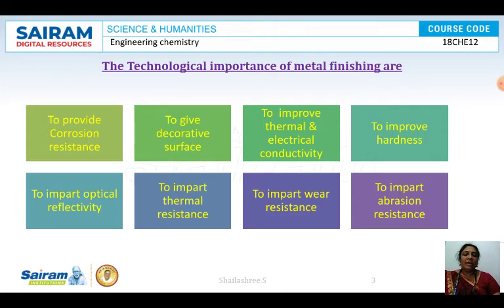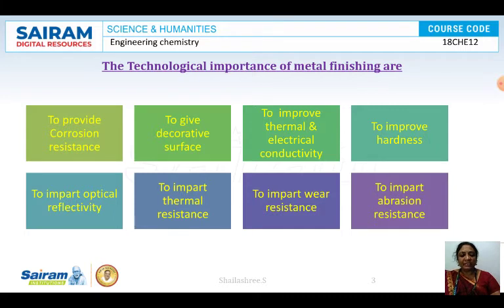Metal finishing also improves thermal and electrical conductivity. A metal may be poor in conductance, so it will be coated with a metal like copper, and it will become a very good conductor. It is done to improve hardness. In industries, a metal is supposed to be very hard in nature for some applications. And it is done to impart optical reflectivity. When light falls on a metal, it should be reflected, and then only it will look very shiny.